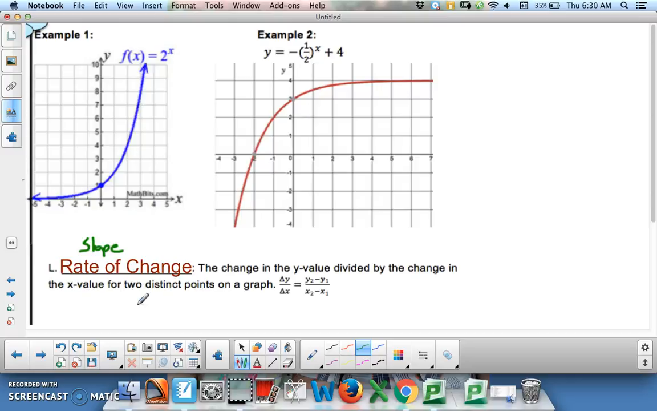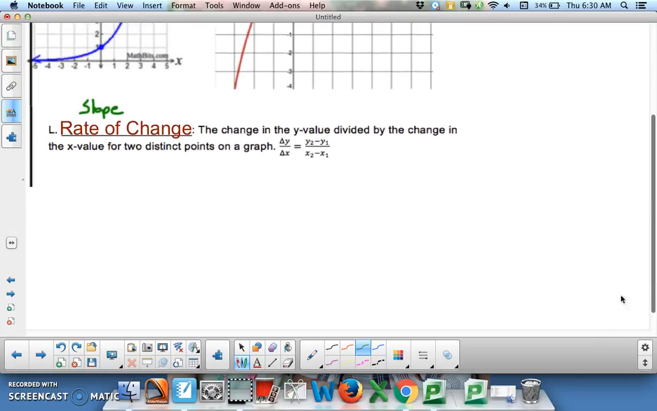The reason we use average rate of change is because when you're looking at a curve, something that's not a linear function, you're not going to have a constant rate of change. It's not the same across the entire function, and therefore we take the average over a specific interval. The definition is the change in the y values divided by the change in the x values. But you can't just pick any 2 points here.